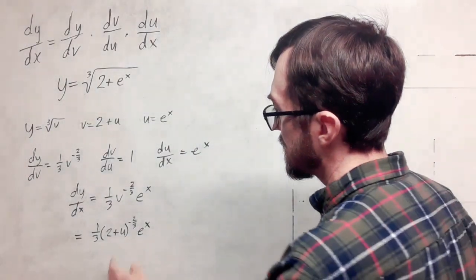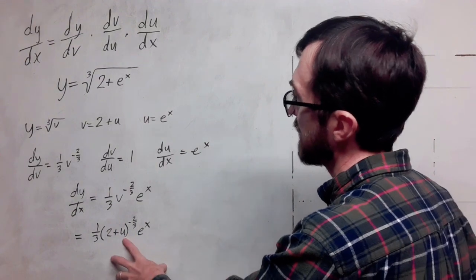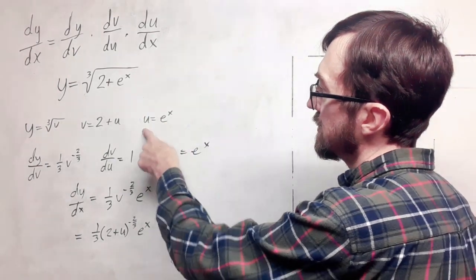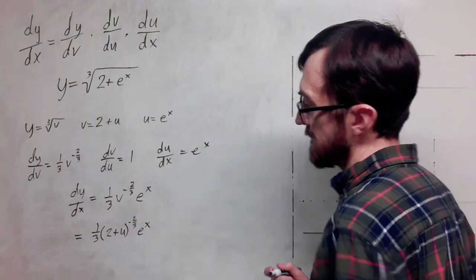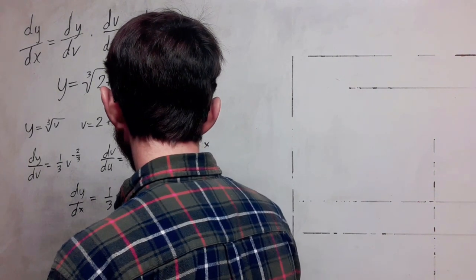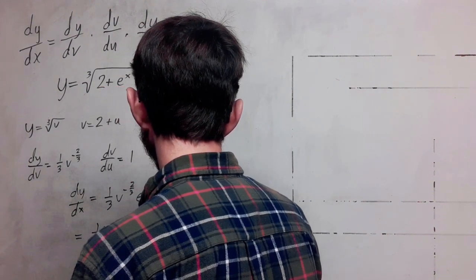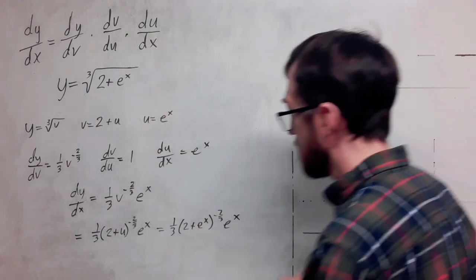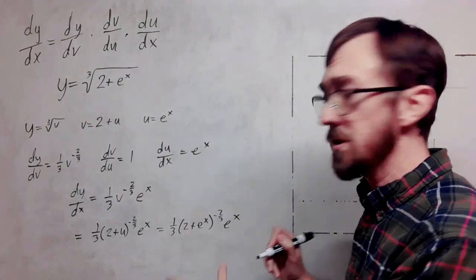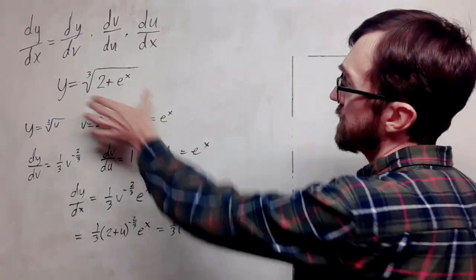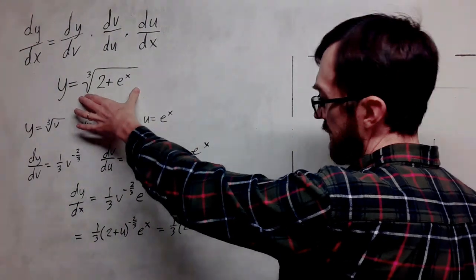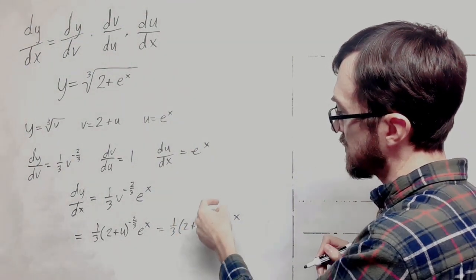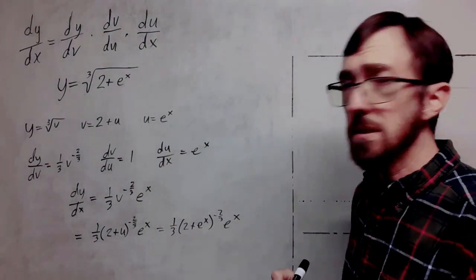Now that I have that substitution, I still don't have everything in terms of x because I have u here. I can look back here and see that u is e to the x, so I can substitute that into there. So now I have everything in terms of x. So the derivative of the original function that I have here is going to be this: 1/3 times (2 plus e to the x) to the negative 2/3 power times e to the x.